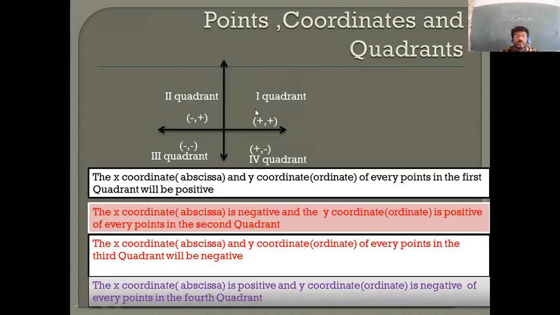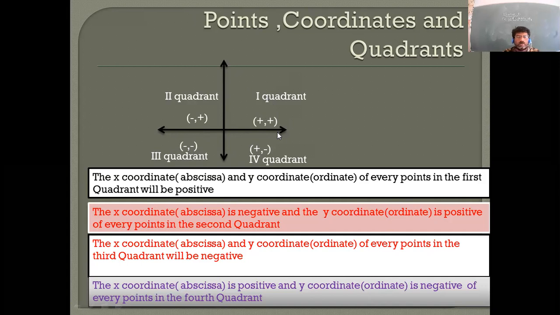See, in the first quadrant, both x and y will be positive. In the second quadrant, x will be negative and y will be positive. This is the positive y part and negative x part. This is the positive x-axis, positive y-axis, so both positive. Next, the third quadrant: negative x-axis, negative y-axis. So both will be negative, x also negative, y also negative.